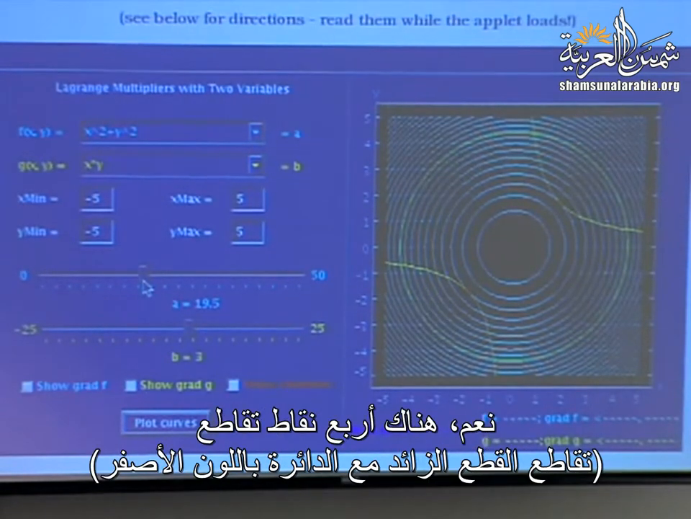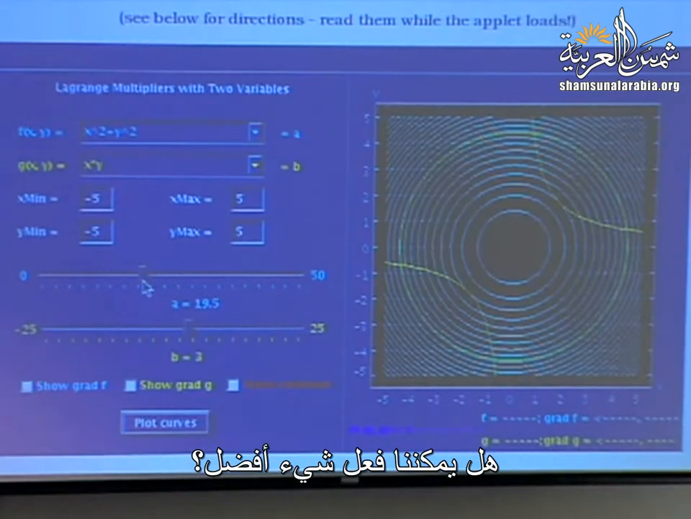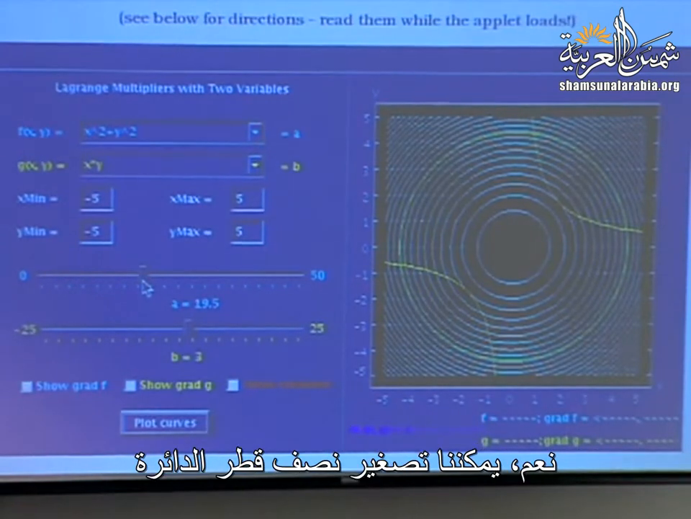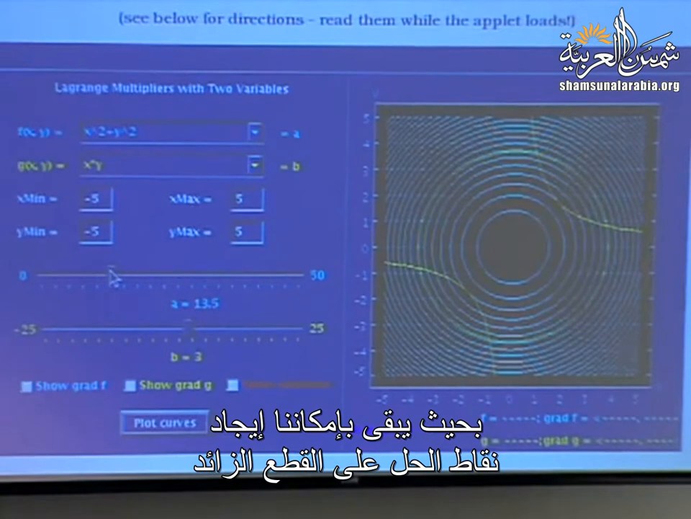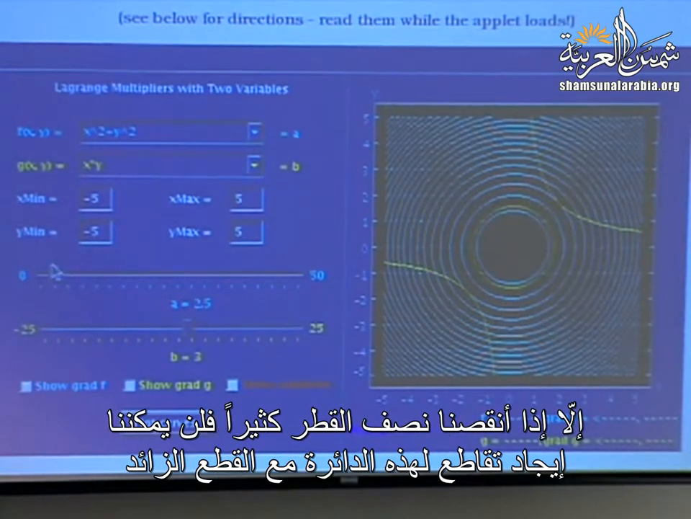Yes, there are 4 points at this distance. Okay, can I do better? Well, let's decrease the distance. Yes, we can still find points on the hyperbola, and so on. Well, except if we go too low, then there's no points on this circle anymore on the hyperbola.